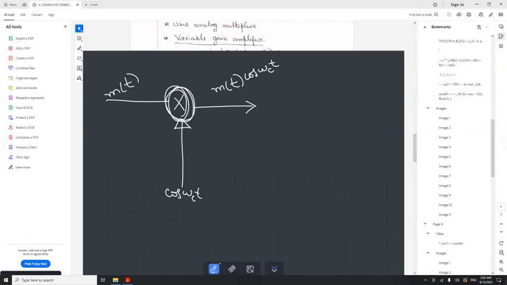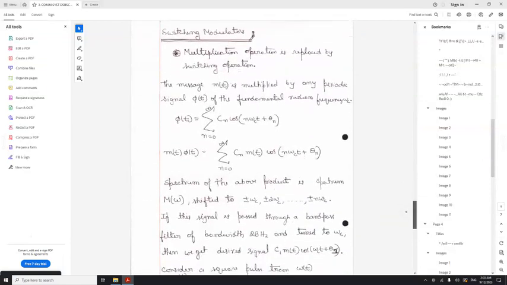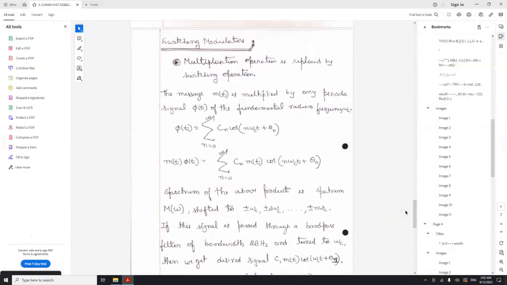Okay. Now, the second method is called a switching modulator. That same multiplication operation which I have told you is replaced by a switching modulator. What is the switching modulator? It's very simple. Now, see how this switching modulator will give you an AM wave. Right? Keep it in mind, your AM wave is nothing but m of t into cos omega ct. Keep it in mind. That's the expression you are supposed to get.